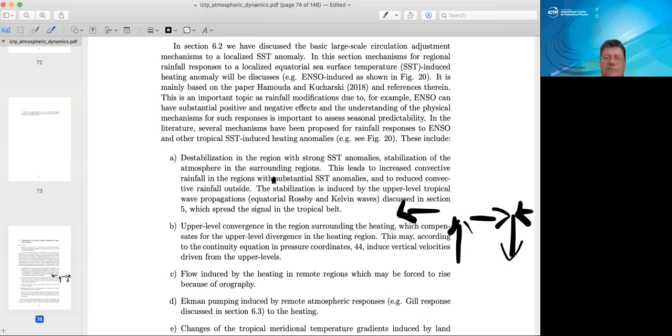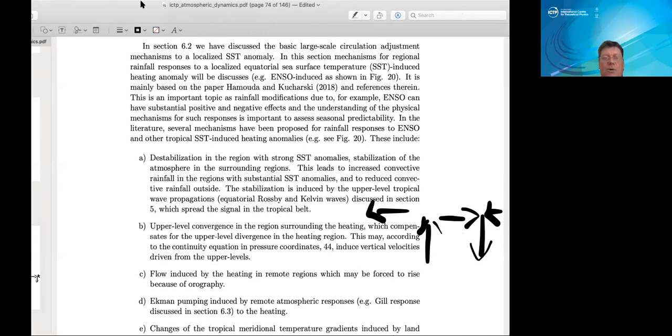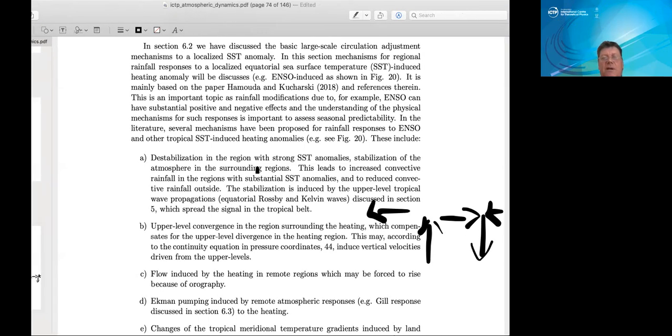This is one very, very accepted mechanism for how a localized sea surface temperature perturbation can affect remote rainfall perturbations. It just suppresses rainfall due to a stabilization of the atmosphere.